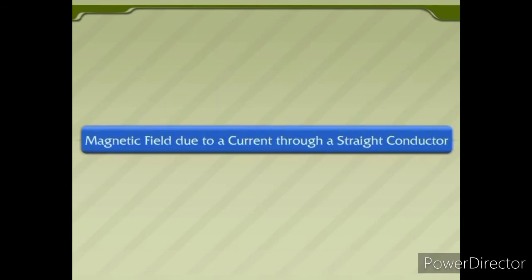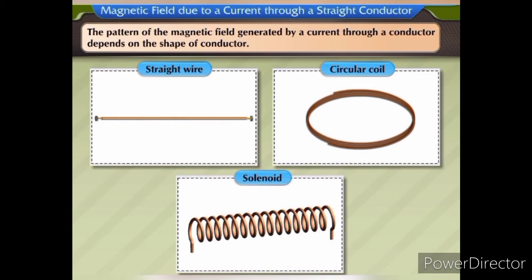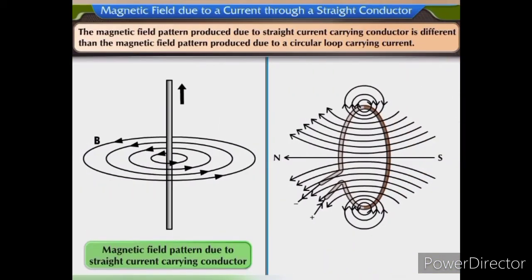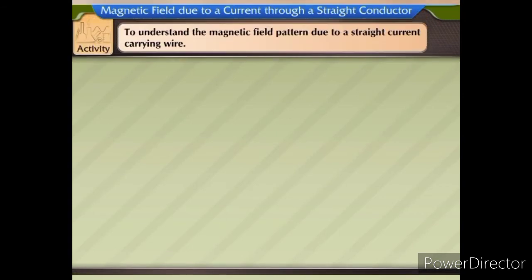Magnetic field due to a current through a straight conductor. The pattern of the magnetic field generated by a current through a conductor depends on the shape of the conductor. The magnetic field pattern produced due to a straight current-carrying conductor is different from the magnetic field pattern produced due to a circular loop carrying current. Let us first understand the magnetic field pattern due to a straight current-carrying wire in detail by performing an activity.